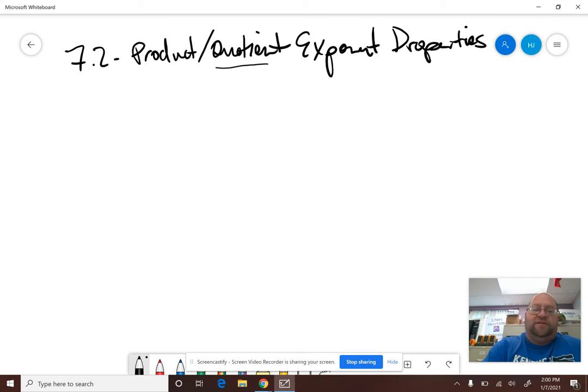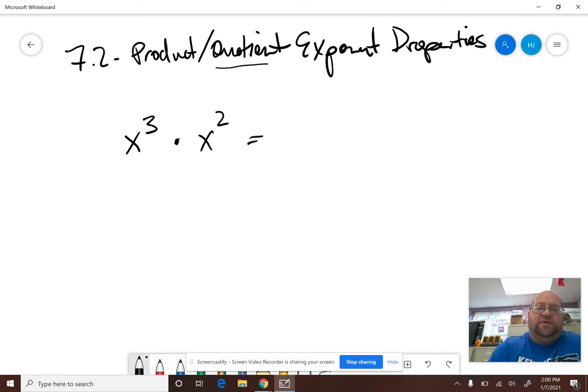So let's go with this one first. X to the third times x squared. Here's what you need to remember about multiplying exponents: when you're multiplying exponents, you actually add them. Instead of this, we would initially think, well, I just multiply 3 times 2, and we might think that that's x to the 6, but I want to tell you that that is incorrect. When you multiply exponents, you actually need to add them. So this would actually be x to the 5th.